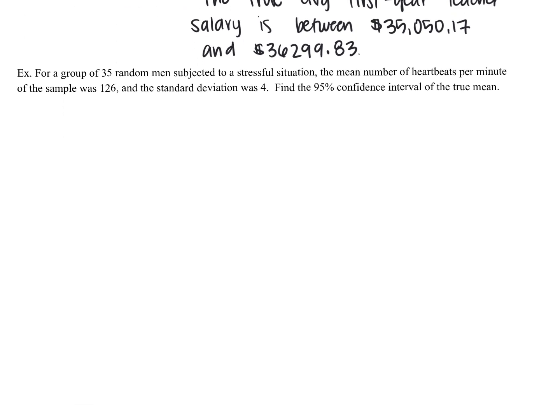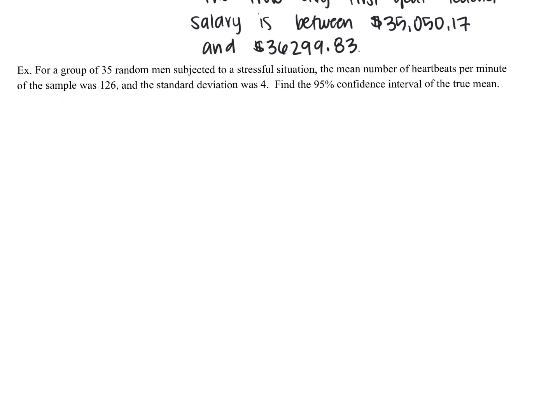All right. Last example. We have, for a group of 35 random men subjected to a stressful situation, the mean number of heartbeats per minute of the sample was 126 and the standard deviation was 4. Find the 95% confidence interval of the true mean. So in this case, anytime in a single sentence they represent the mean for the sample and the standard deviation, that's going to indicate that you're looking at a t-distribution. So you're going to have a sample standard deviation. If it does not explicitly say the words population standard deviation, it's going to be a sample standard deviation, which means I have a t critical value.